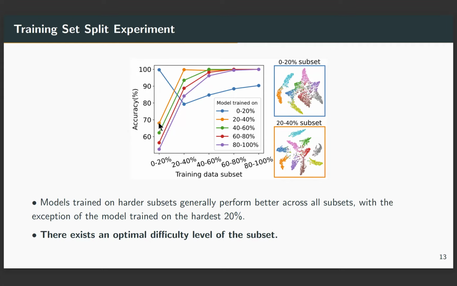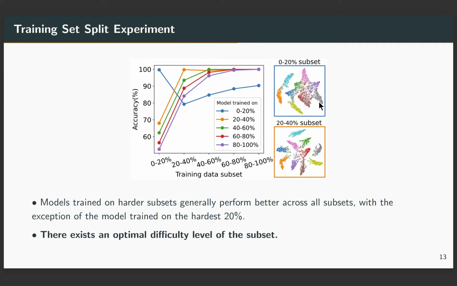And these 5 points indicate the test accuracy for the 5 window subsets from the hardest 20% to the easiest 20%. As a result, models trained on harder subsets generally perform better across all subsets, with the only exception of the model trained on the hardest 20%.